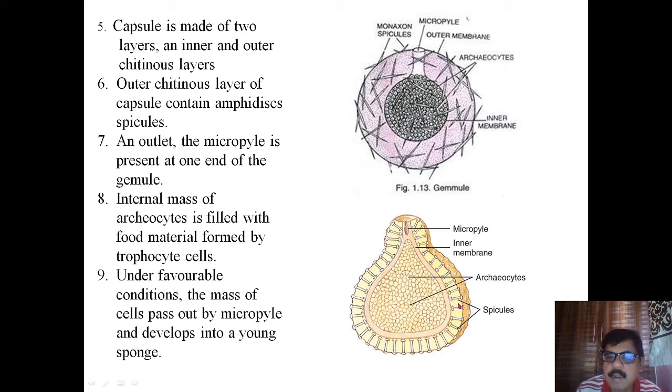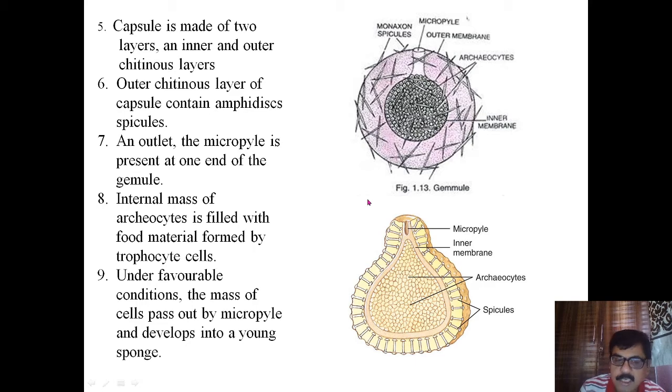These spicules are amphidiscs. Towards both sides they have a disk shape, and therefore are called amphidiscs. An opening is there in the gemmule, called the micropylar end or micropyle, present at one end of the gemmule. The internal mass of archaeocytes is filled with food material formed by the trophocyte cells. Under favorable conditions, the archaeocyte cells pass out from the micropyle and develop into a young sponge or young animal.